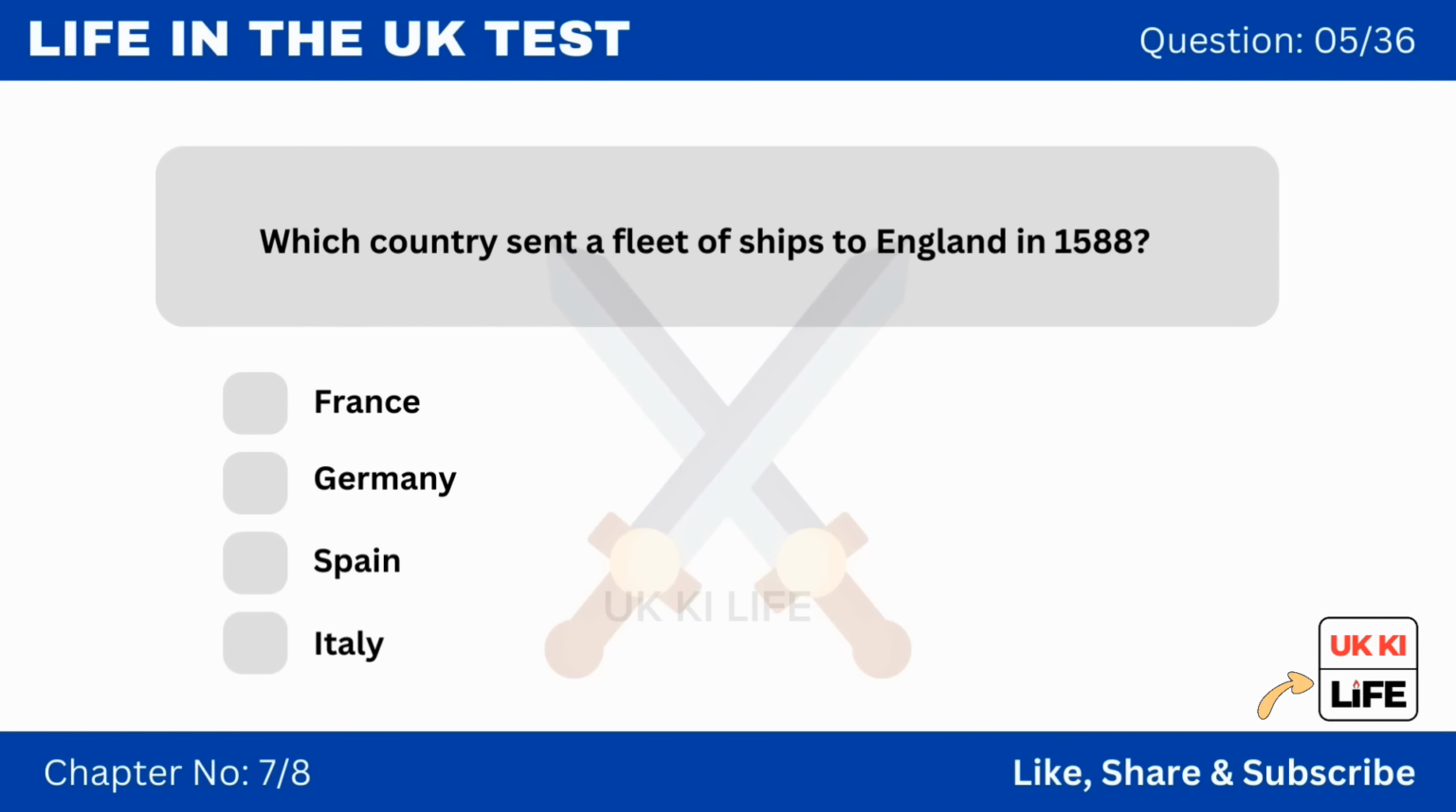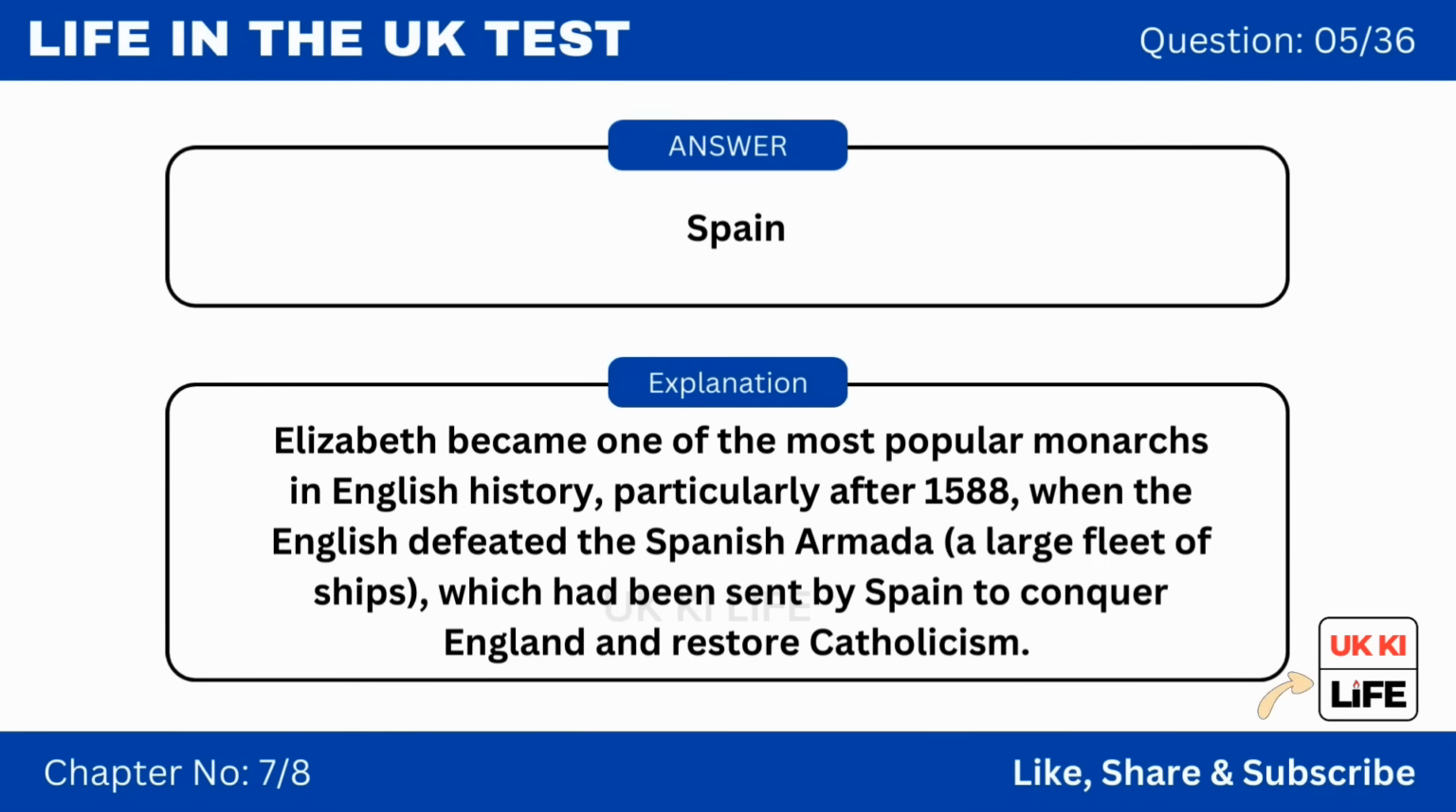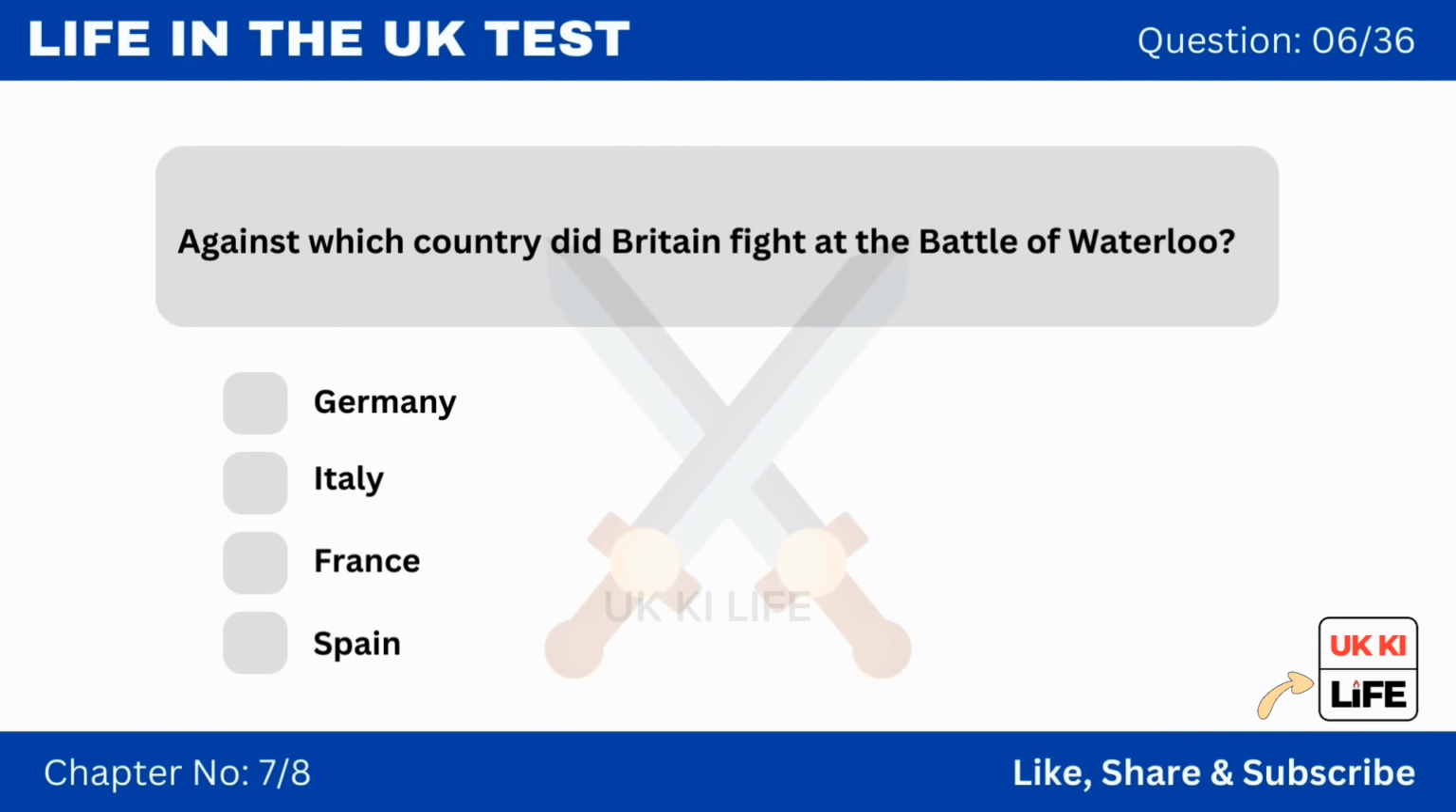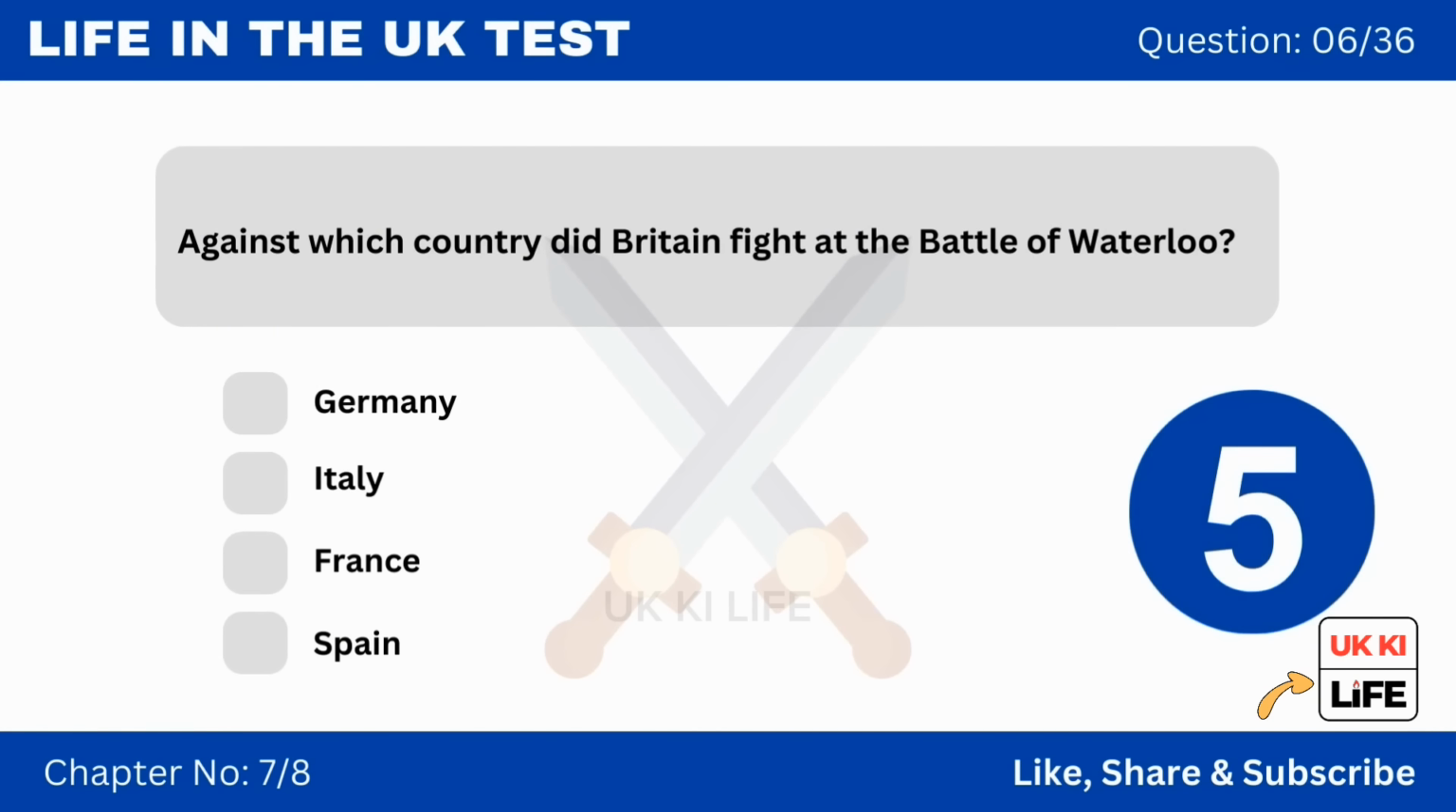The correct option is C. Explanation. Elizabeth became one of the most popular monarchs in English history, particularly after 1588, when the English defeated the Spanish Armada, a large fleet of ships, which had been sent by Spain to conquer England and restore Catholicism. Question 6. Against which country did Britain fight at the Battle of Waterloo? Germany, Italy, France, Spain.